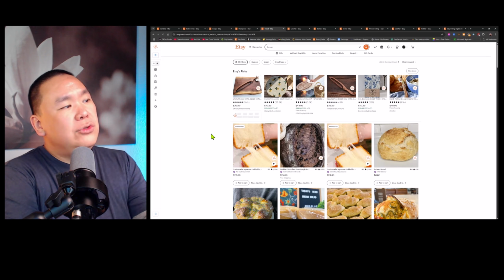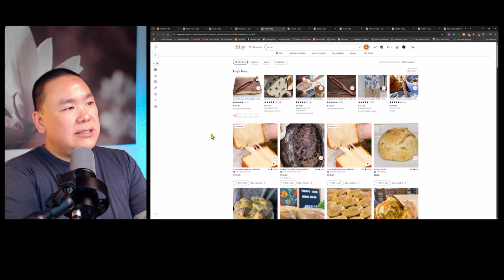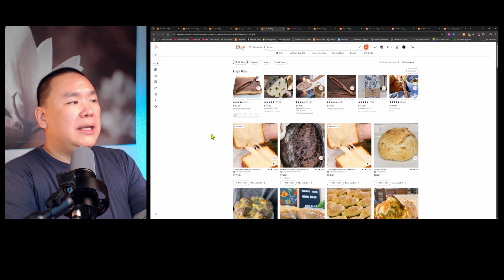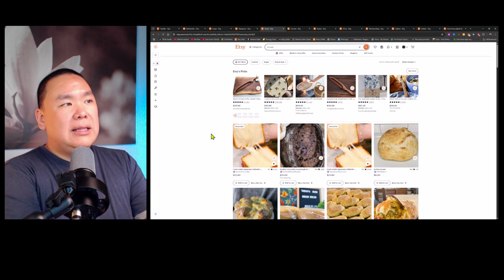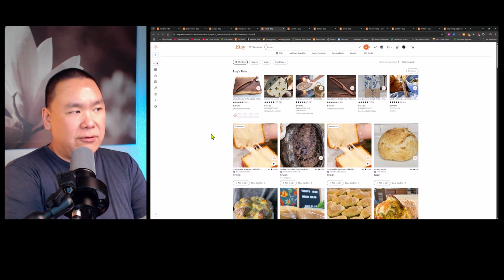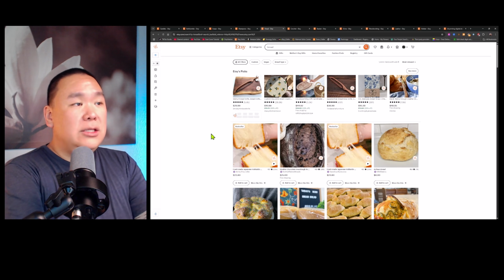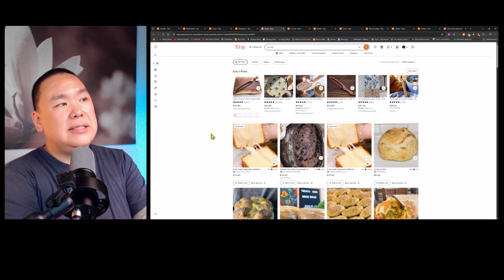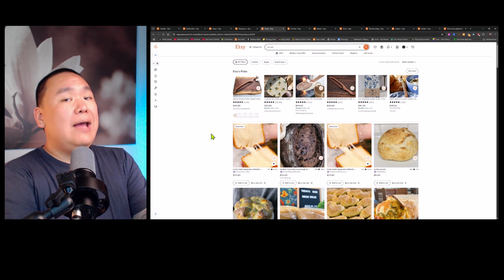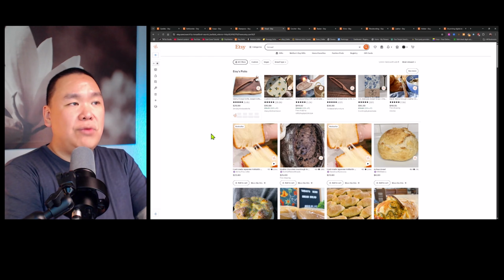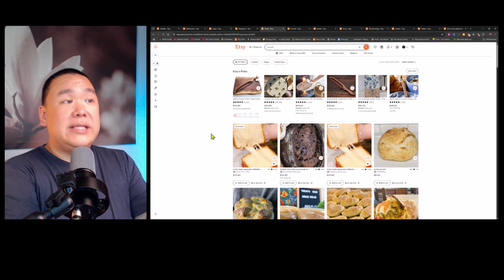Is that you have to check with your state's cottage food laws, okay? This is very important because every single state is different. Like in California, you have a lot of freedom in cottage food laws, as long as you can make stuff from home and then sell it online. But in other states, it specifically says you can't make it from home and you need to at least rent a professional kitchen in order to sell it online.